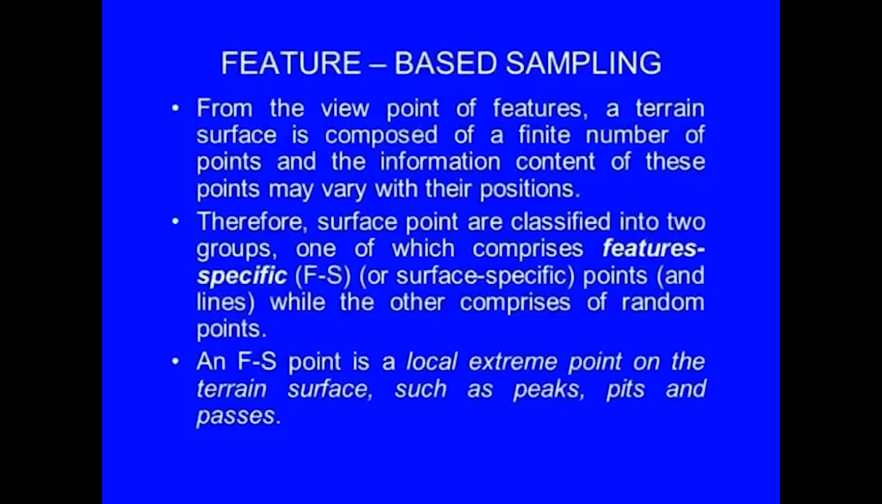Next is feature based sampling. From the point of view of features, a feature surface is composed of a finite number of points, and the information contents of these points may vary with their positions. Therefore, the surface points are classified into two groups, one of which comprises feature specific or FS or surface specific points and lines, while the other comprises random points. An FS point is a local extreme point on the terrain surface, such as peaks, pits and passes.